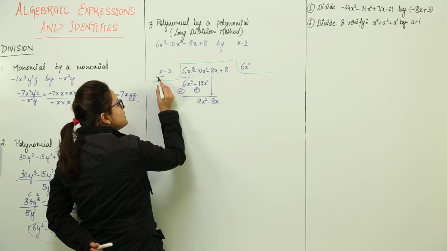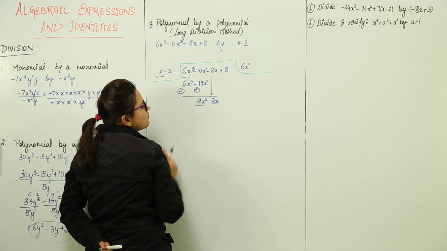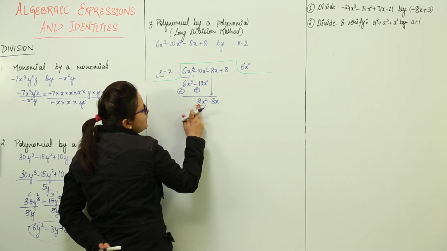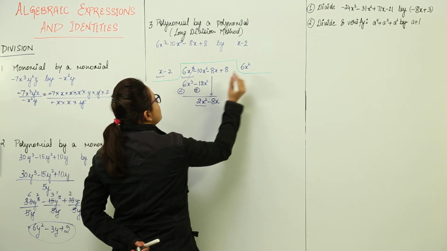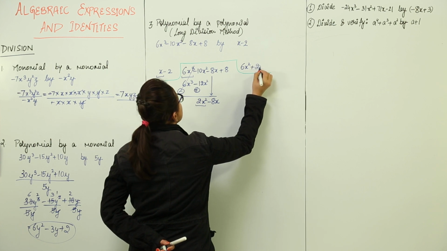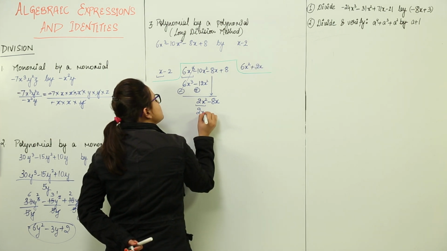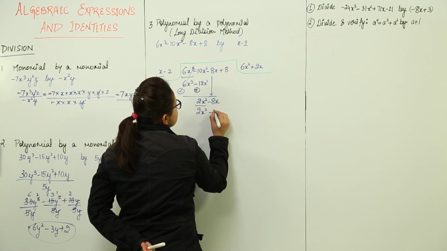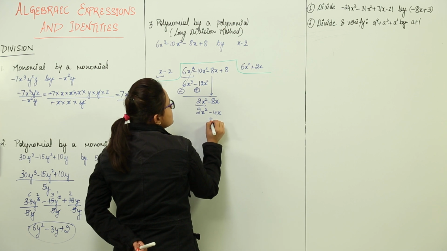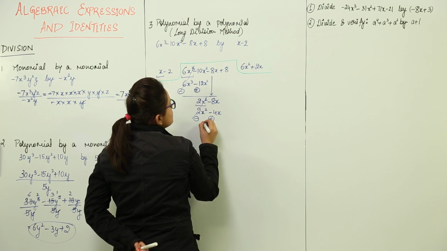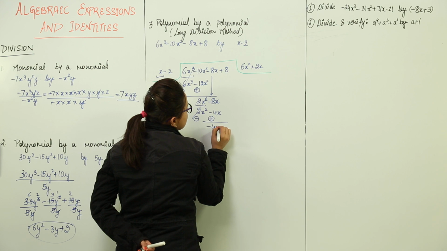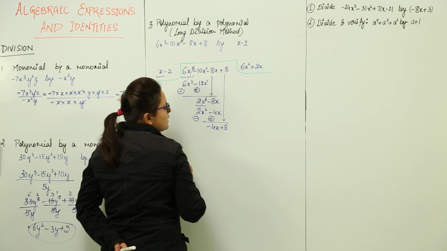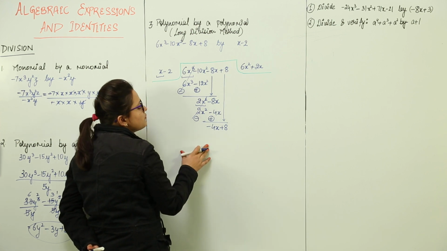Now again, consider the first term of the divisor and first term of the dividend that we have. What should x be multiplied with to get 2x square? We should multiply this with plus 2x. So we get plus 2x square. Minus 2 into 2x will become minus 4x. Now we reverse the signs. This gets cancelled. What are we left with? Minus 4x. Similarly, we have the next term plus 8. Note it down as we have done previously.